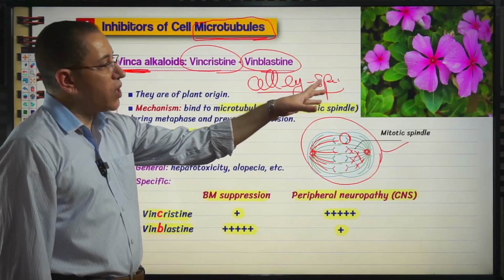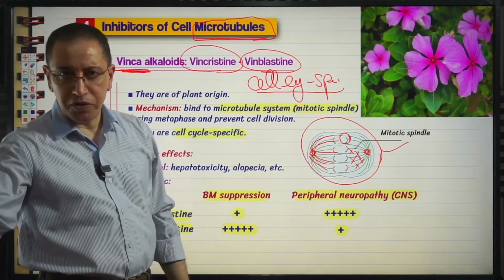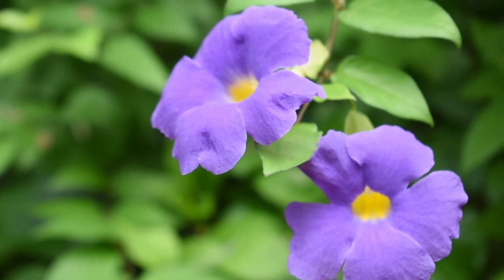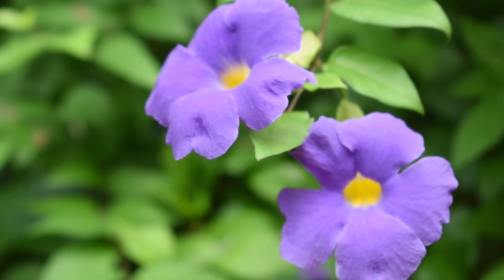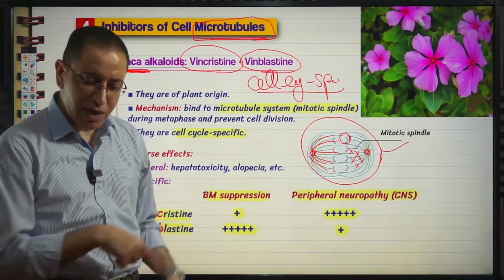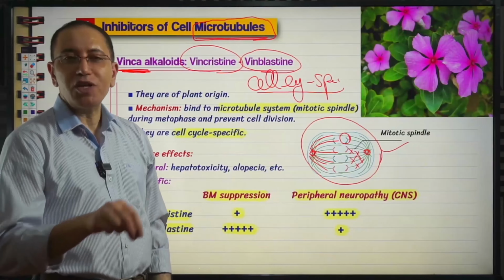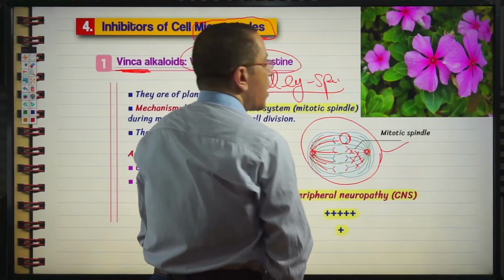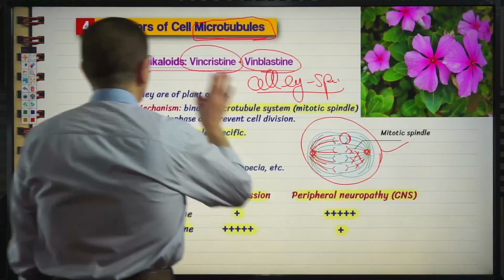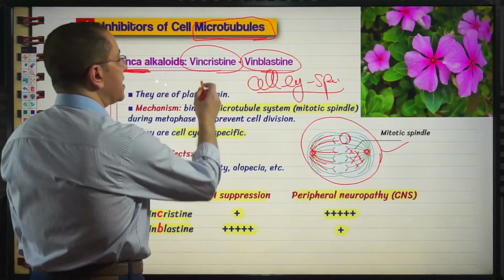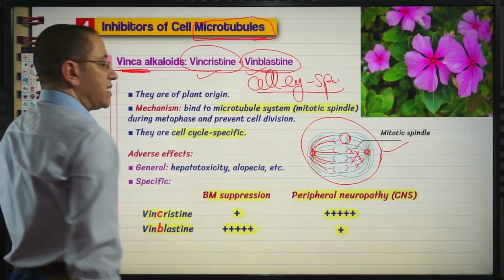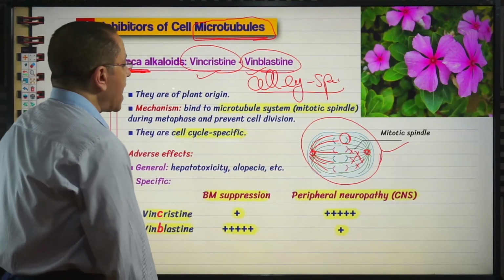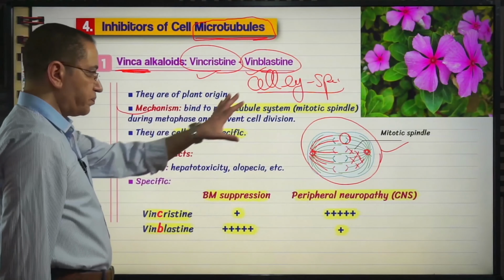This plant or this flower is not an ordinary flower you see in streets. This flower is so special that it only grows in Madagascar Island. If you wish, open your map and see where this Madagascar Island is. This flower only grows in there. And this beautiful flower gave us this family called vinca alkaloids, which are vincristine and vinblastine, the 2 twin drugs. However, there is a small difference between them. I'll tell you about it later.